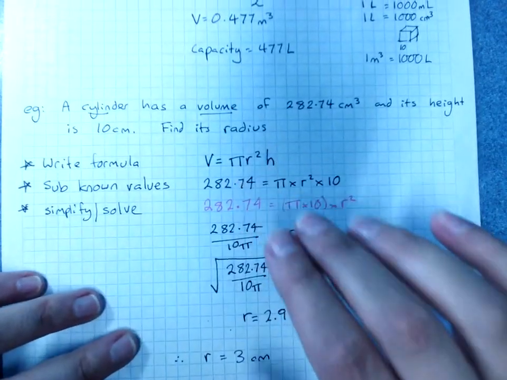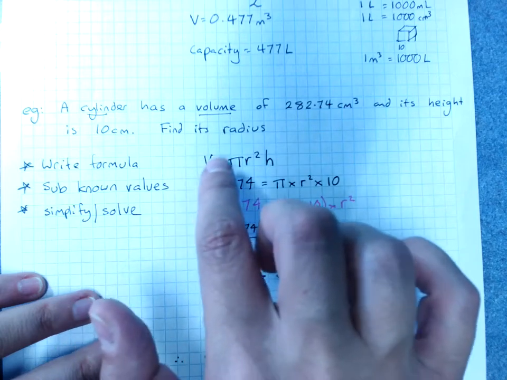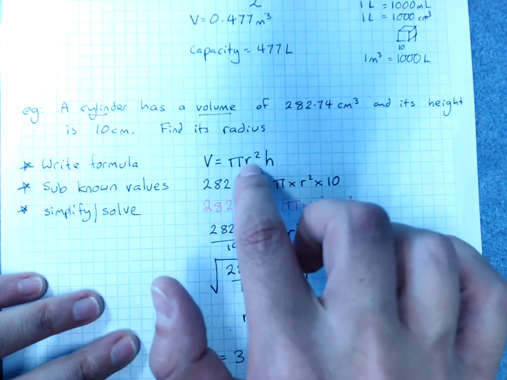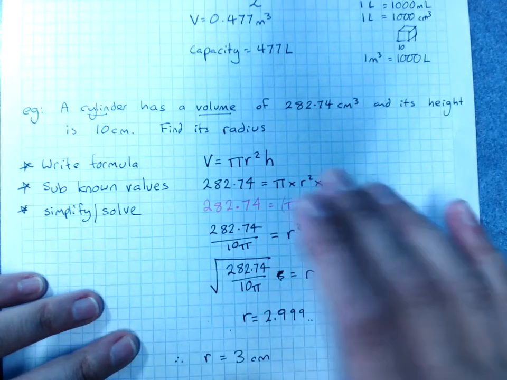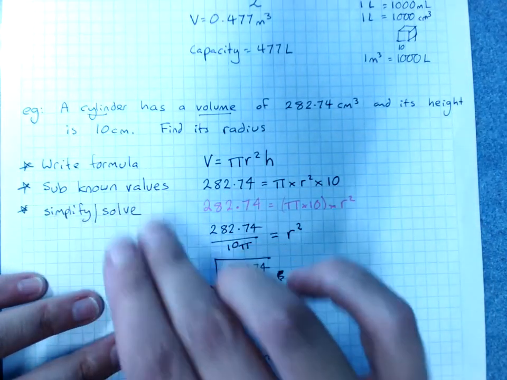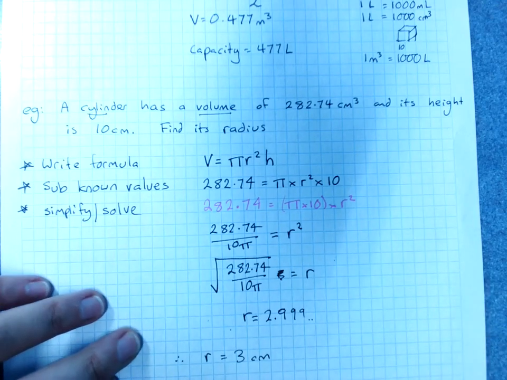So whenever you've been asked for something but you've been given the subject of the equation and you need to find one of the variables within the equation, you write your formula, substitute in the known values, and you'll have to rearrange the resulting equation to solve it.